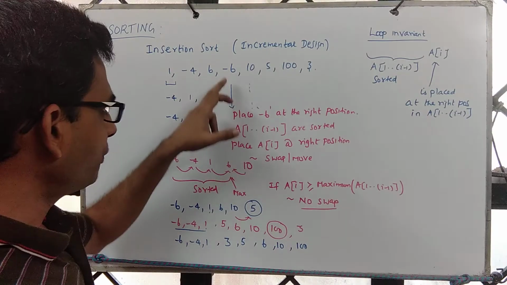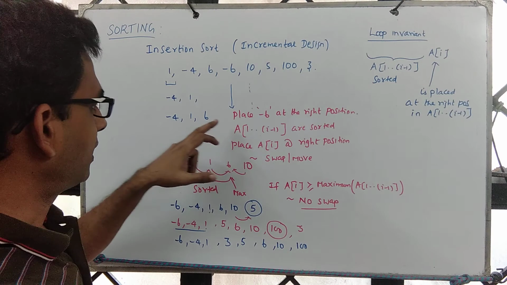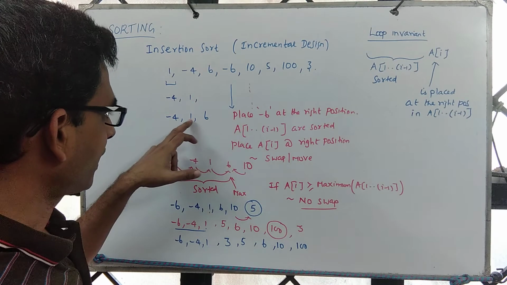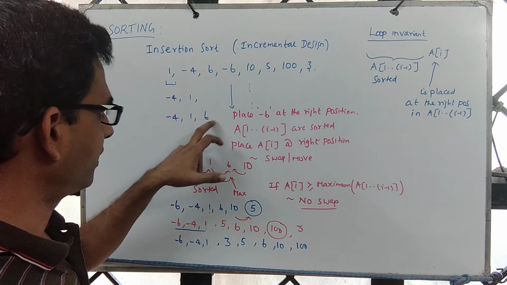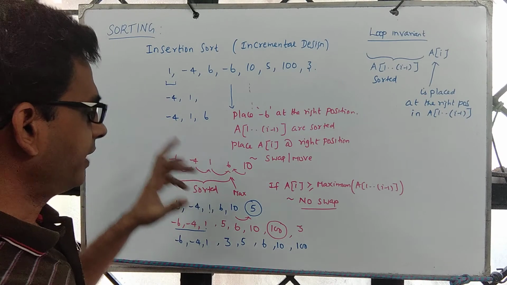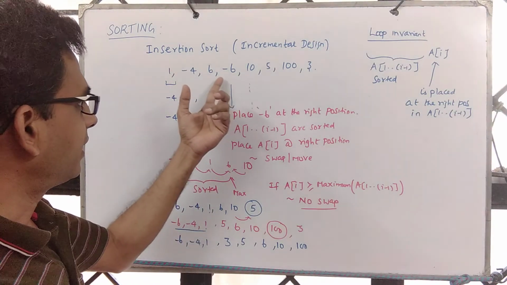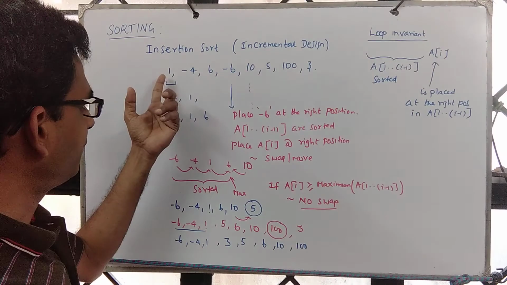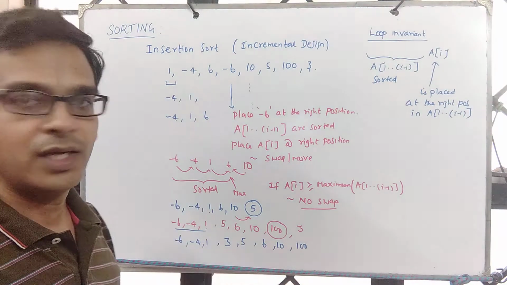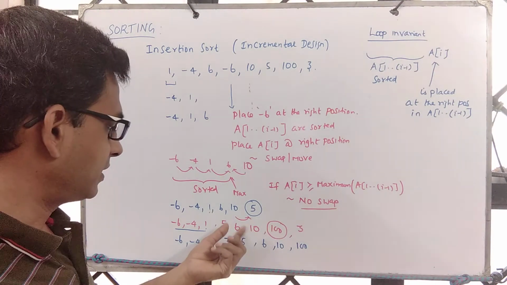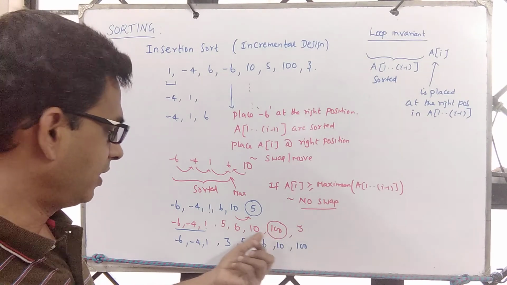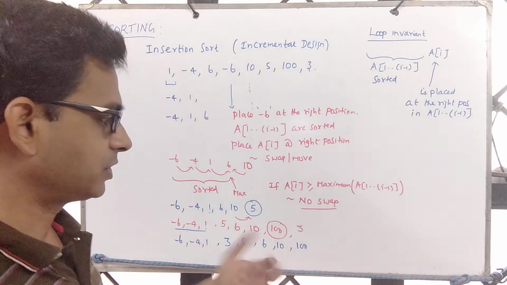Now next you bring minus 6. You see that minus 6 is smaller than max, so you will have to place it over here. Then again minus 6 is smaller, swap over here, again minus 6 is smaller, place it over here. So it can happen that the new element goes all the way up to the first place, which means I may have to shift this, shift this, shift this. Or the new element is such that no swap is required. For example, 100: max of this is 10, I don't need to swap.